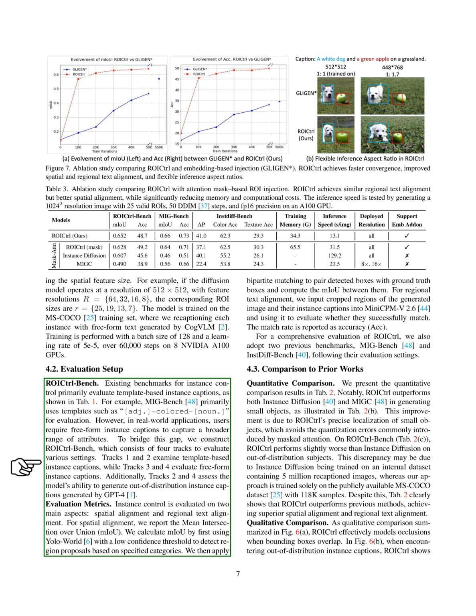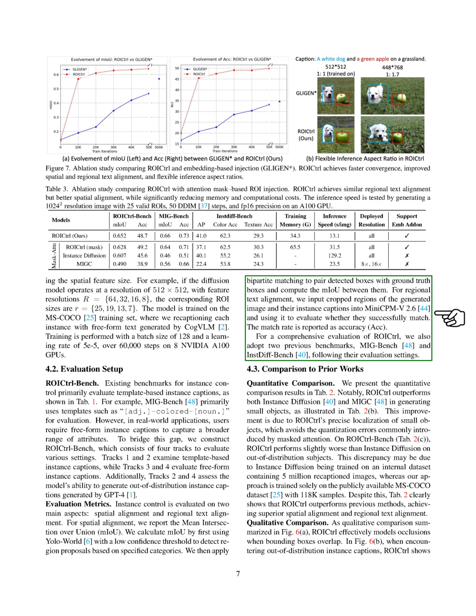For spatial alignment, we report the mean intersection over union, MIOU, calculated by detecting region proposals and matching them with ground truth boxes. For regional text alignment, we check if cropped regions of the generated image match their instance captions using MiniCPM-V 2.6, reporting the match rate as accuracy. In our quantitative comparison, we find that ROICtrl outperforms both instance diffusion and MIGC in generating small objects due to its precise localization, as shown in our results.